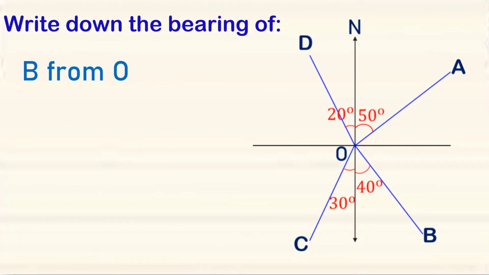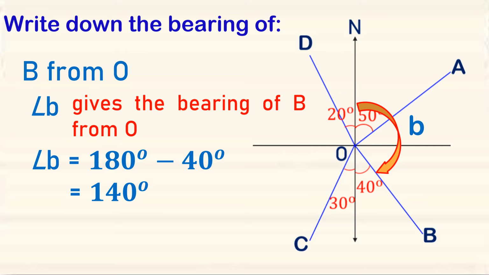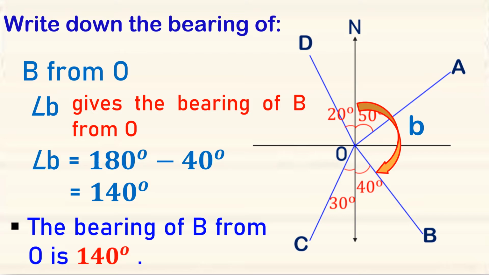Now let us determine the bearing of B from O. To determine so, we are going to move clockwise from the north from point O. As you can see, angle B gives the bearing of B from O. To determine angle B, we are going to subtract 40 from 180 degrees because we all know that a straight line measures 180 degrees. We subtract the remaining angle, which is 40 degrees. So 180 degrees minus 40 degrees is equal to 140 degrees. So the bearing of B from O is 140 degrees.